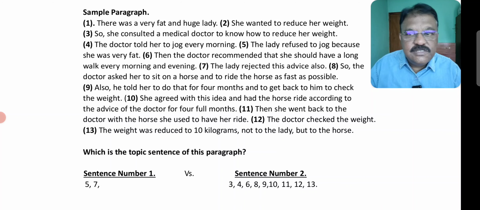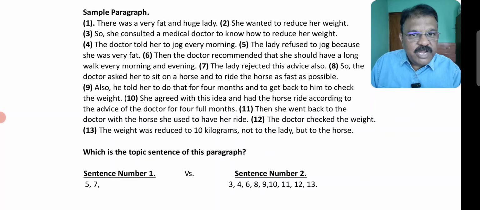As per our analysis, only 2 sentences support sentence number 1. Sentence number 5 and sentence number 7 are the only 2 sentences that support sentence number 1. Whereas, if you look at the side of sentence number 2, we have so many sentences that support sentence number 2. 3, 4, 6, 8, 9, 10, 11, 12, 13, all these sentences support the idea of reducing the weight which is said in sentence number 2.